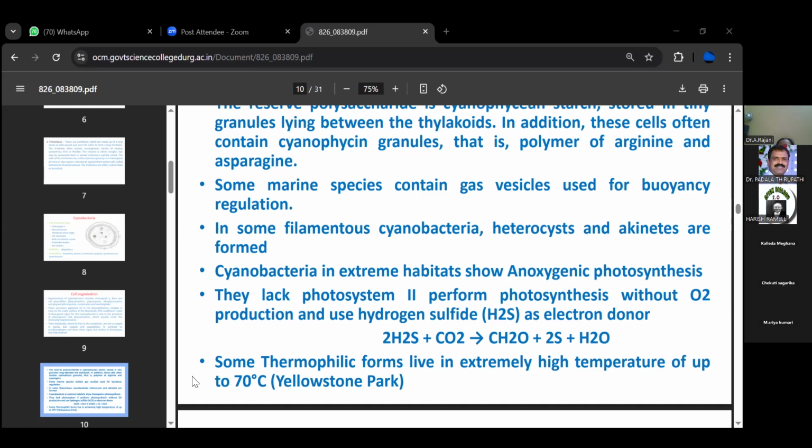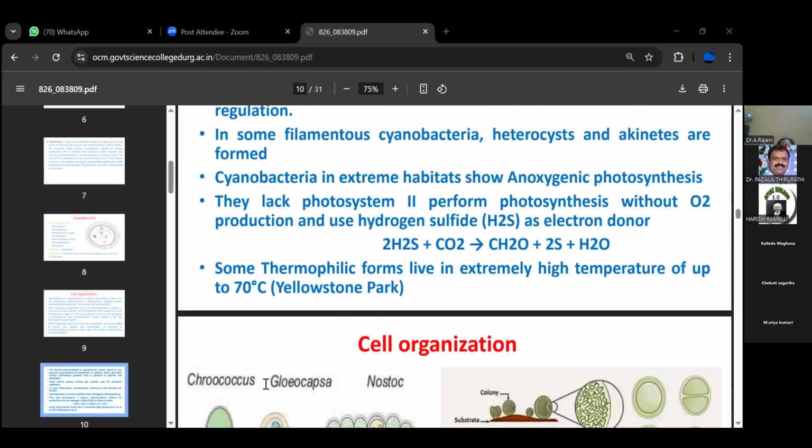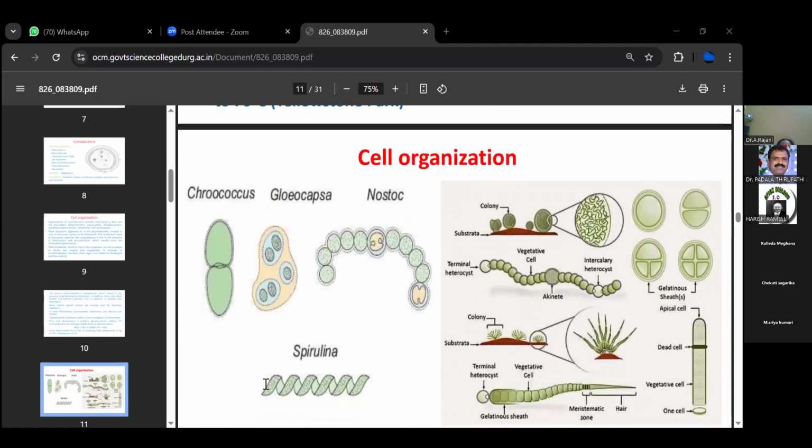Some thermophilic cyanobacteria live at extremely high temperature. What is that? 70 degrees. In the general account time, I'll explain the thermal algae also. These cyanobacteria are the best example for the thermal algae. How much temperature? In Yellowstone Park, you can observe 70 degrees centigrade of temperature.